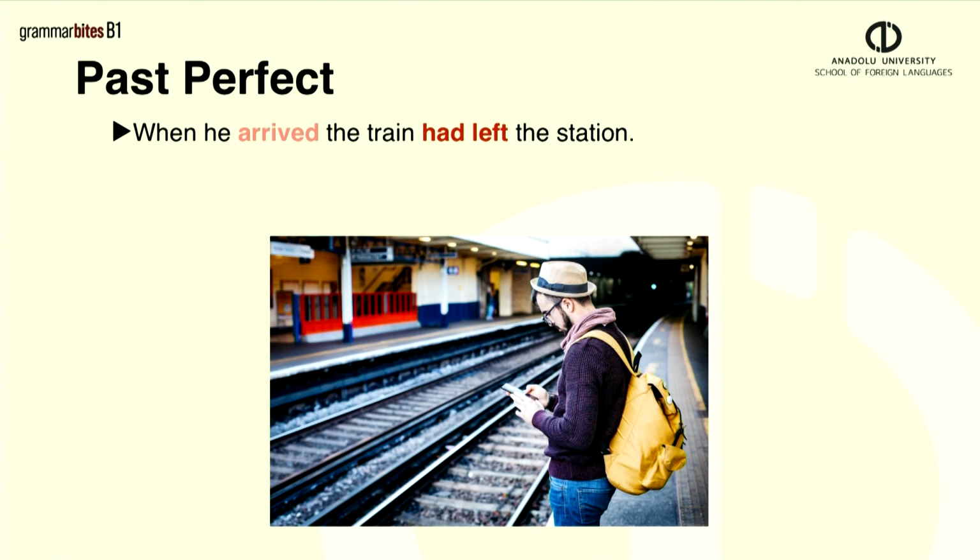Here are some more examples. When he arrived, the train had left the station. The train had left is the earlier action. When he arrived is later. Can he catch the train? No, he cannot. He was too late.